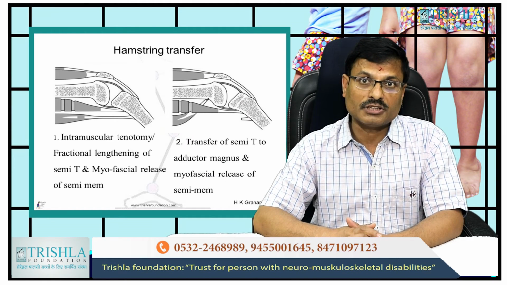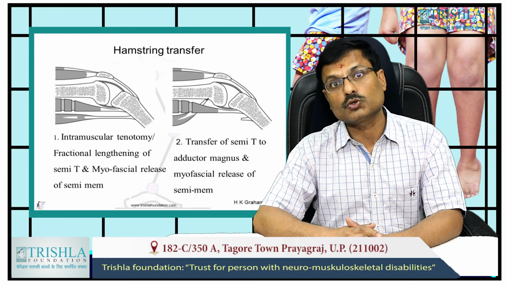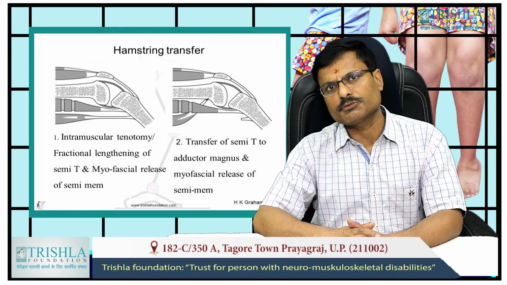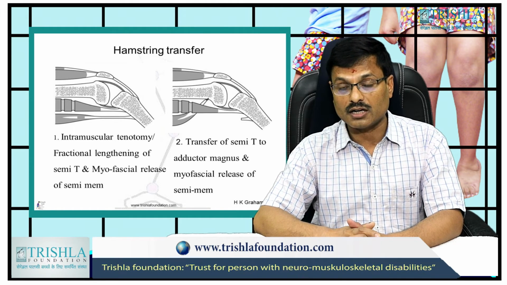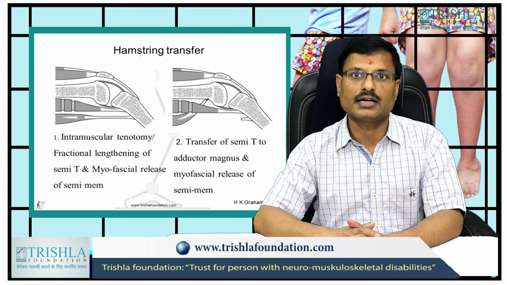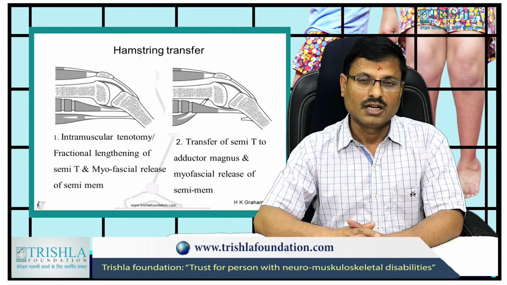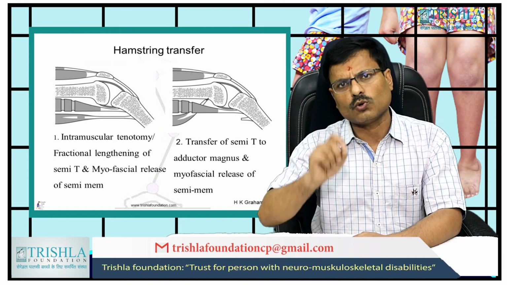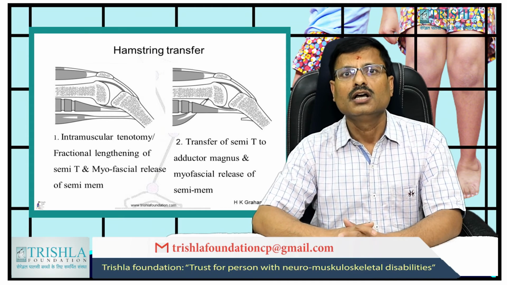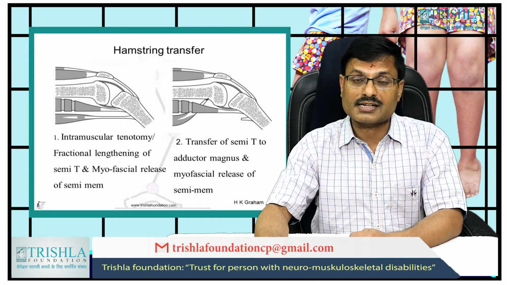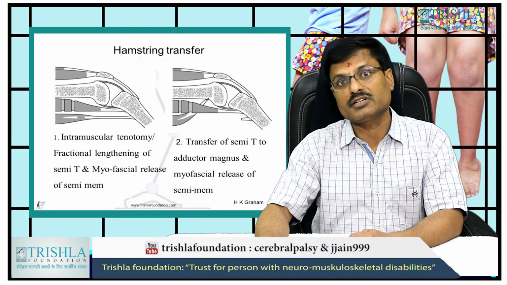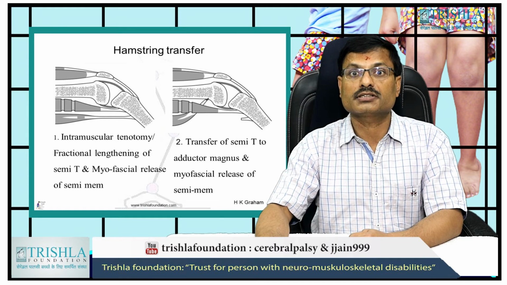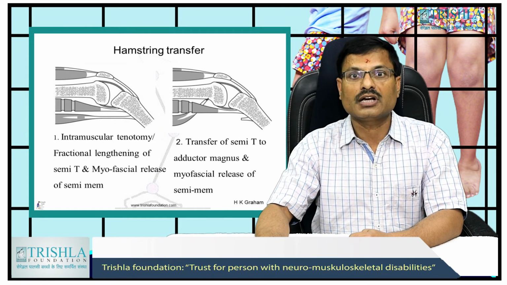So in place of lengthening, most of the time we do the hamstring transfer. In the hamstring transfer, we transfer only one of the muscles, the semitendinosus, to the distal part of the femur at the adductor magnus muscle insertion. And if another muscle is really shortened, then we do only a myofascial release of the semimembranosus. By that transfer, the hip power remains. There will be no pelvic tilt, knee flexion deformities disappear, and the child will have a good recovery.